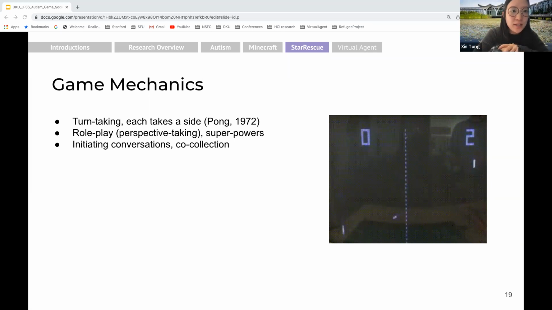And finally, we implemented a co-collection reward system. The goal is to initiate their conversations, so they need to discuss and negotiate what to collect and how to organize their collection. This game originated from a very classic, the first video game, which is called Pong. Instead of competition, we changed the setting to collaboration, so they are working towards the same goal instead of winning the game on their own.